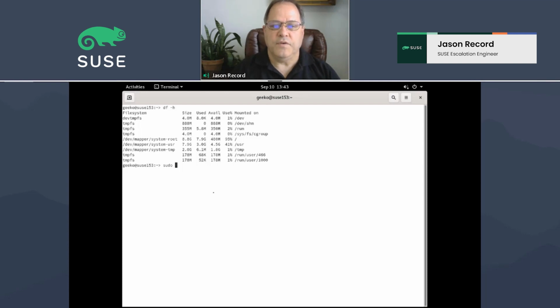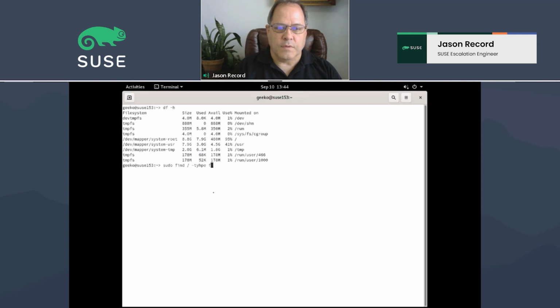Now, before we do a find, if you run out of space on root and your system has become unstable, really the best way to address freeing up space on root is to boot into rescue mode, mount the file systems and free up space that way, because the system probably will not allow you to free up space while it's running and out of disk space.